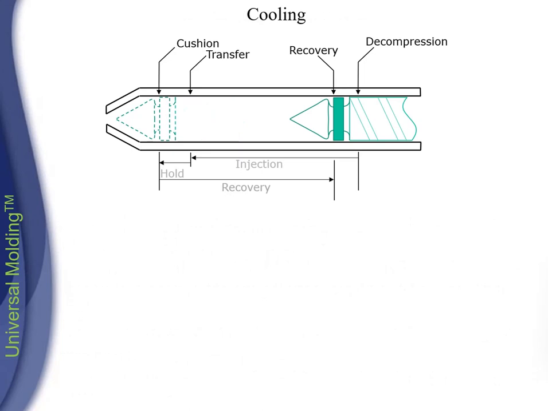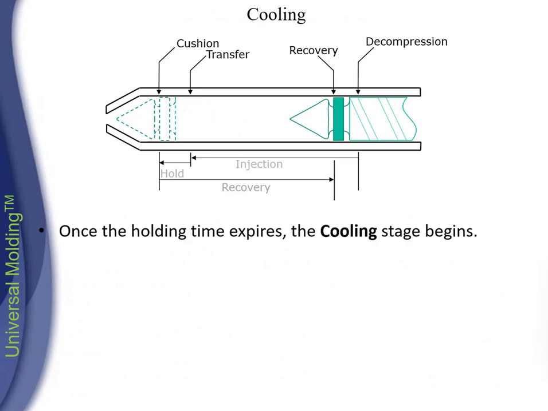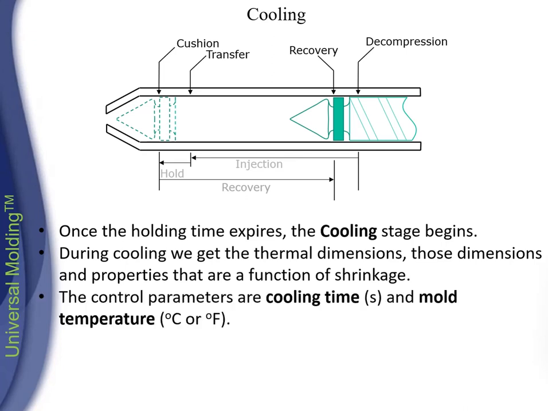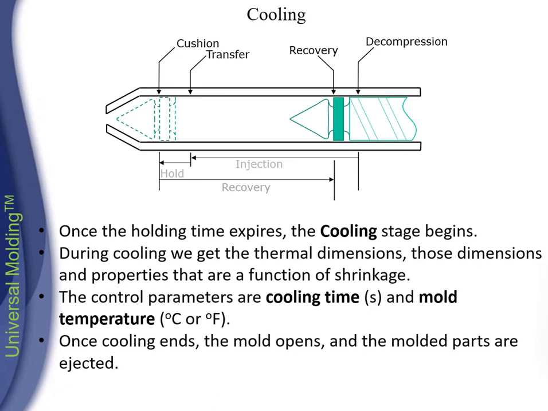Now it's time for cooling. Once the holding time expires, the cooling stage begins. During cooling, we get the thermal dimensions, those dimensions and properties that are a function of shrinkage. The control parameters are cooling time and mold temperature. Once cooling ends, the mold opens and the molded parts are ejected.